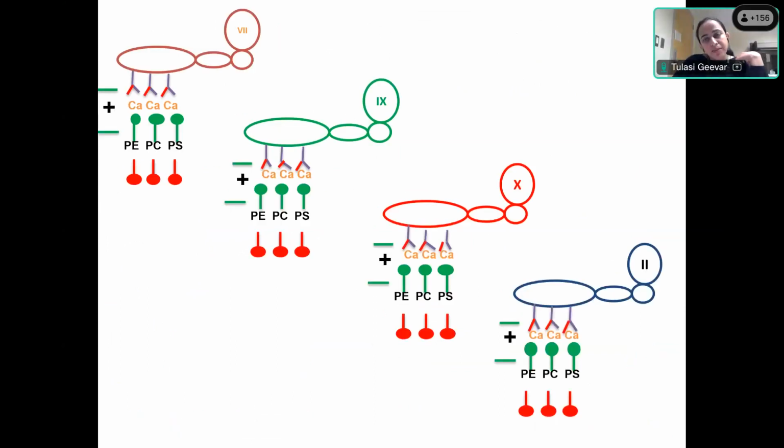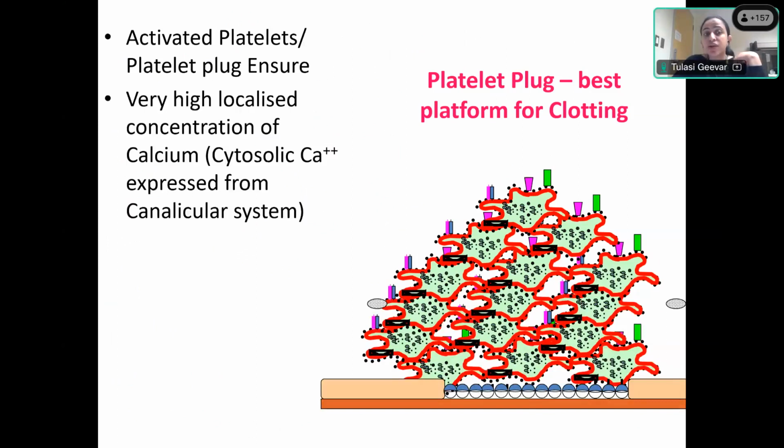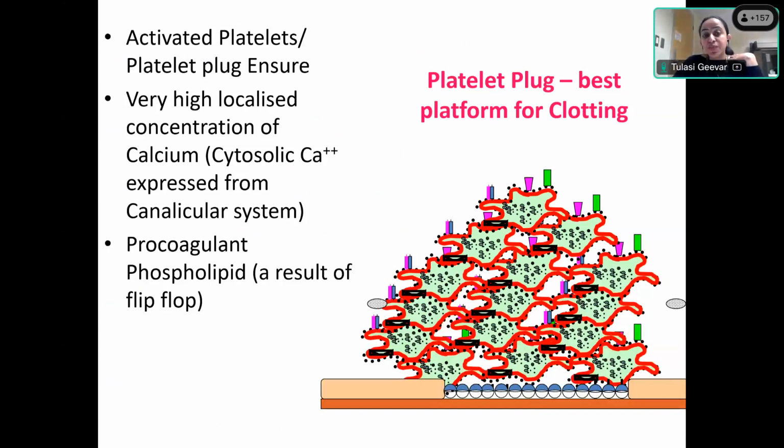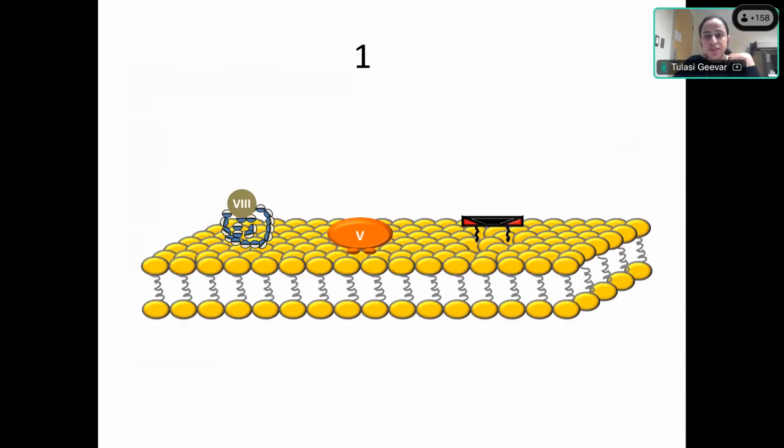The platelet plug is the best platform for clotting because the activated platelet or platelet plug ensures a very high localized concentration of calcium, which is essential for the action of the vitamin K dependent factors. And the procoagulant surface is provided by the platelets once they get activated. And hence, this results in formation of these important complexes that we saw before, the tenase and the prothrombinase complexes, which leads to the formation of thrombin. So let's see how this happens on the surface of the platelet.